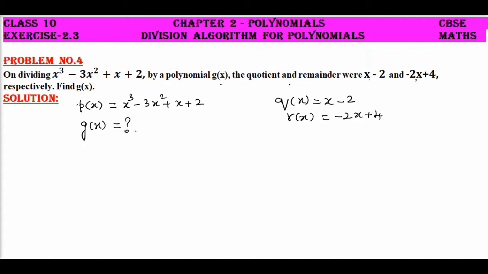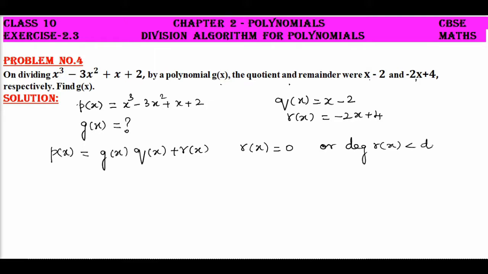Now, in order to get this g of x, I am going to use the division algorithm. So, the division lemma states that if the polynomial p of x is divided by g of x, then p of x equals g of x into q of x plus r of x, where q is the quotient, r is the remainder, and r of x should be either equal to 0 or the degree of r of x is less than the degree of g of x. Okay, so this is my division lemma.